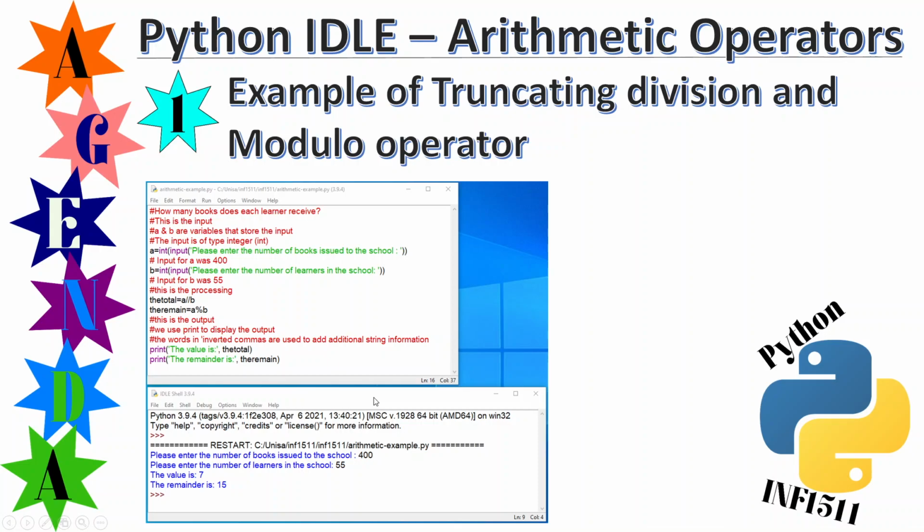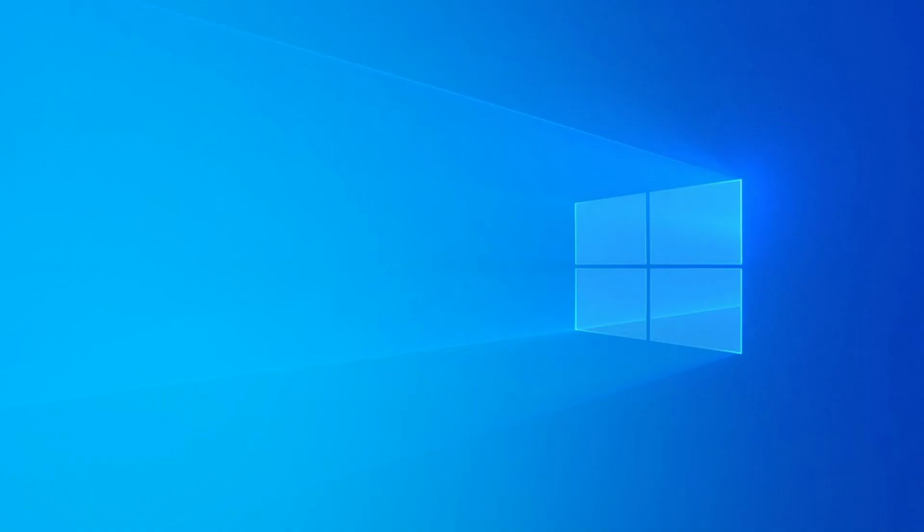And if you have a look, this is the actual result of what happens if we enter 400 by 55. We get a value of 7 for the total, and a remainder of 15 for the remain.